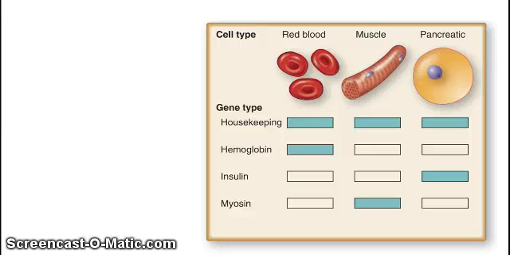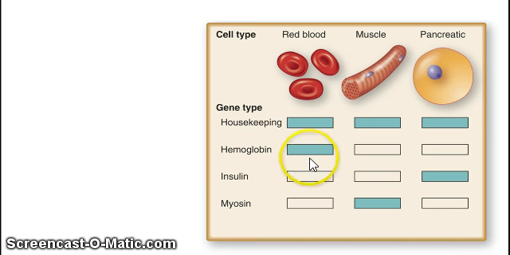We know that all cells in your body have the same DNA, but different parts of your DNA are read and carried forward at different times to enable the different structures and functions of different cells in your body. So all cells will express certain genes, will make certain proteins. These housekeeping proteins will keep them alive. But different cells, like the red blood cell or the muscle cell or the pancreatic cell, will make different other proteins in order to carry out their specialized function.